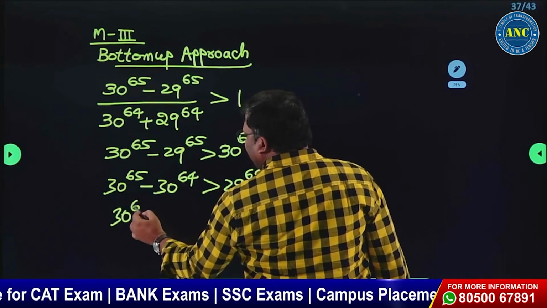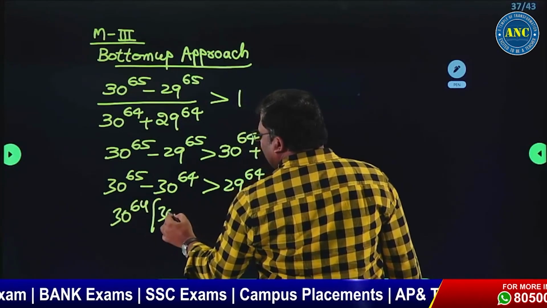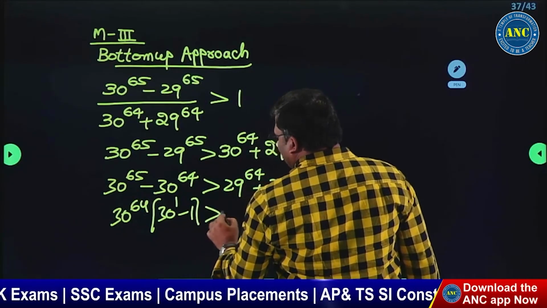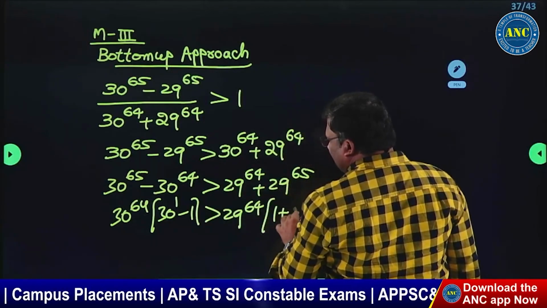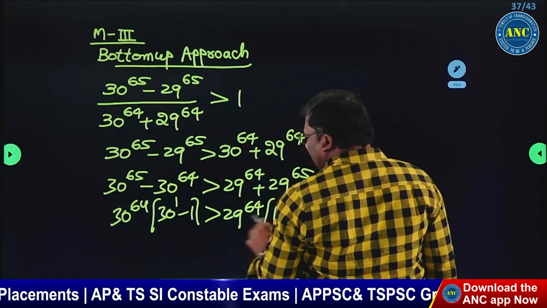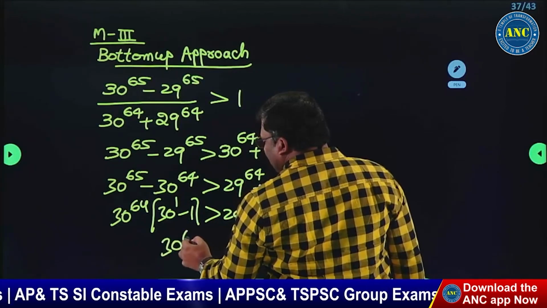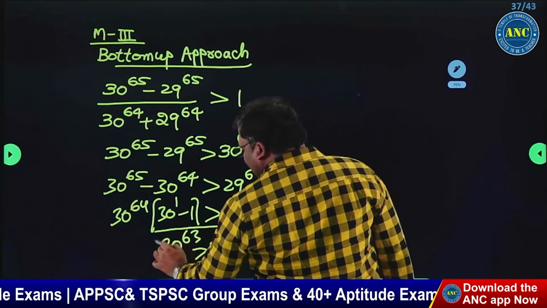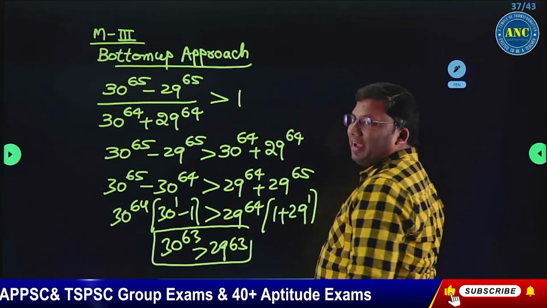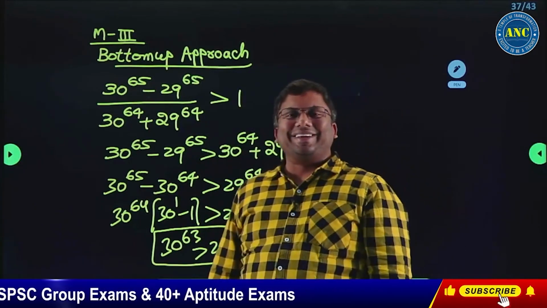30 power 64 common, it is 30 power 1 minus 1. 29 power 64 common, 1 plus 29 power 1. It is 30 power 63 greater than 29 power 63. 30 is greater than 29. Hence, it is right.